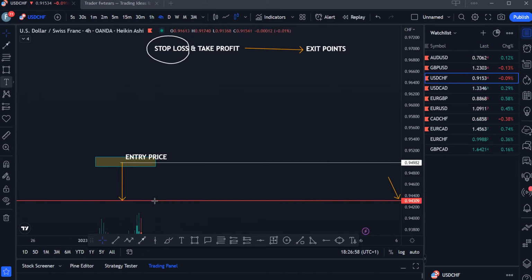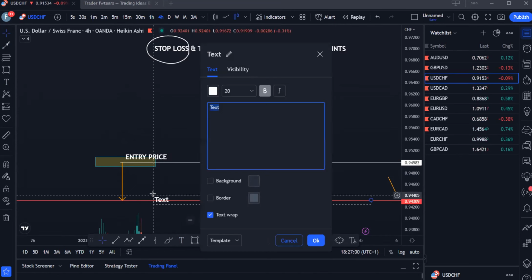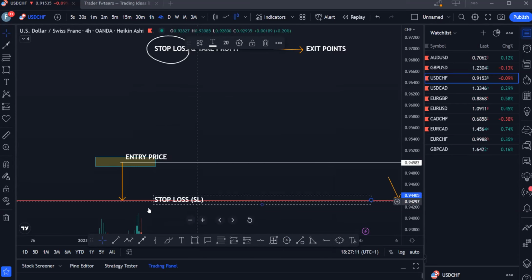All right, so let's label that stop loss. Okay, the short form for stop loss is SL, stop loss.